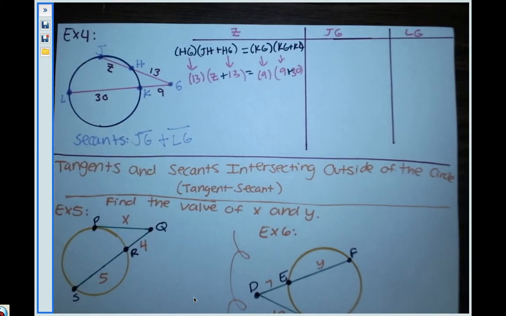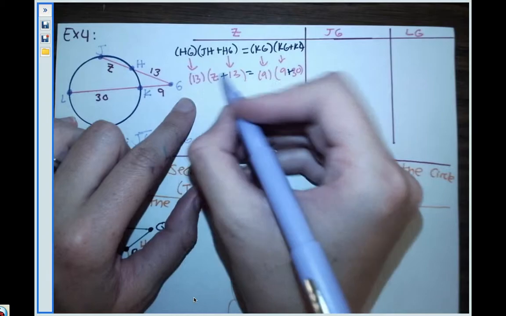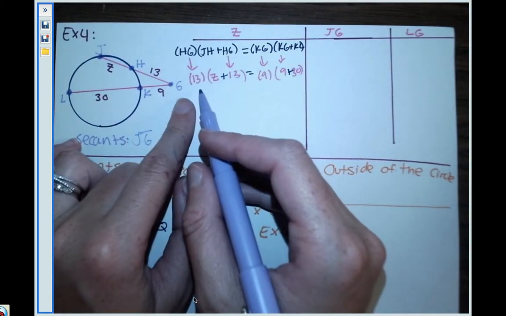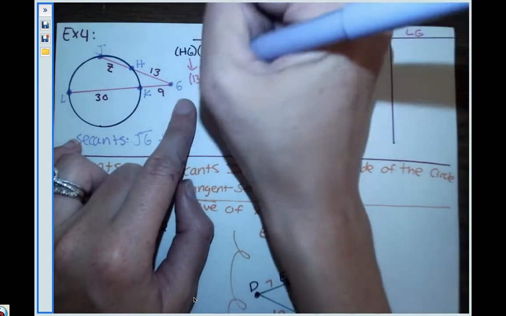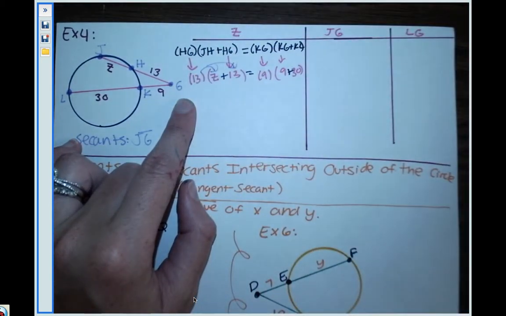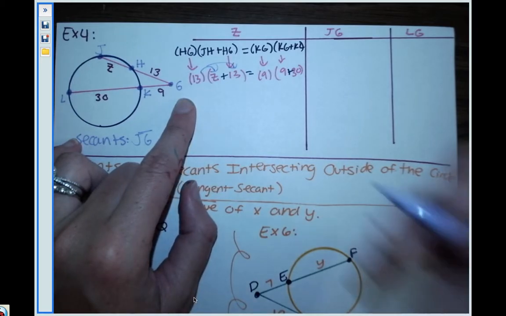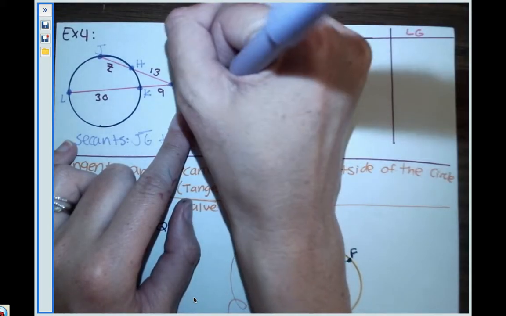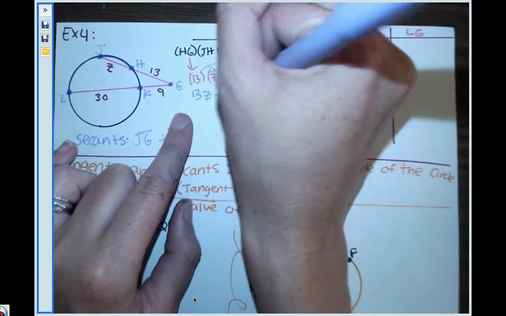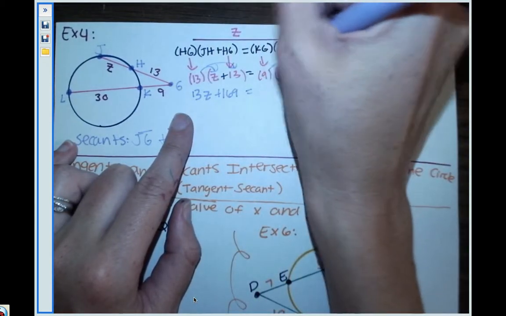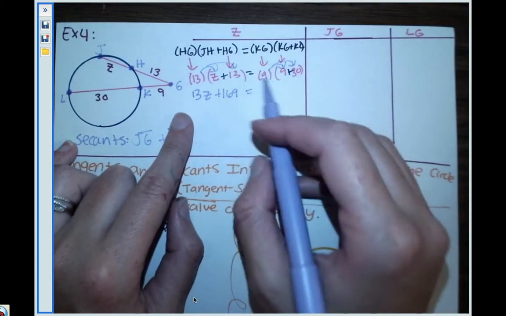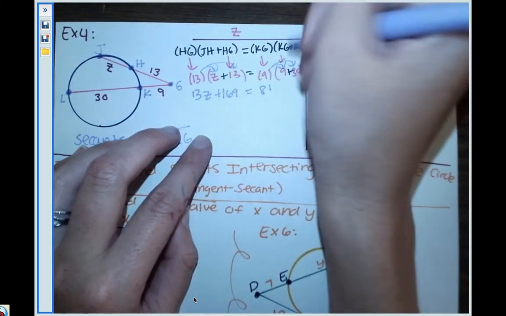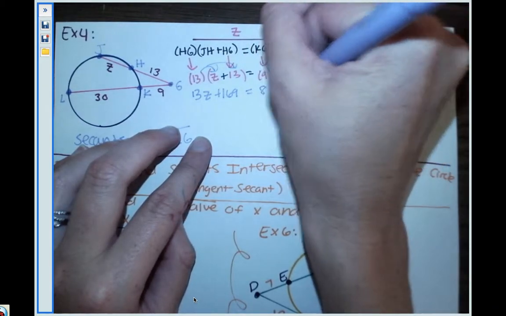All right, so I'm going to keep going. So we have 13 times Z plus 13, which guess what? When you have a number outside of a parenthesis, you can distribute that thing. So 13 times Z is 13Z plus 13 times 13, which is 169. Okay, and that will equal, I'm going to distribute over here. You could technically do 9 times 30 and then multiply it by 9, or you could distribute. Doesn't matter. 9 times 9 is 81, and 9 times 30 is 270.